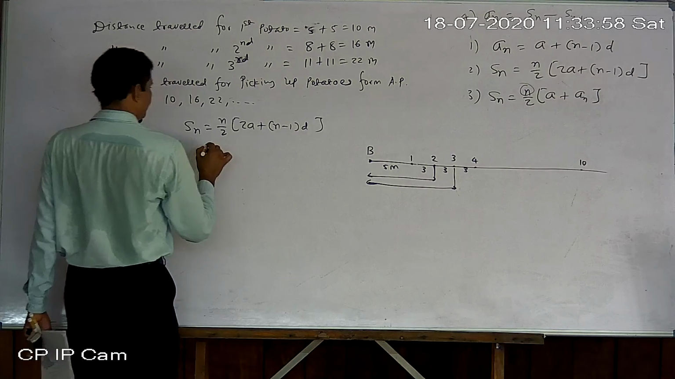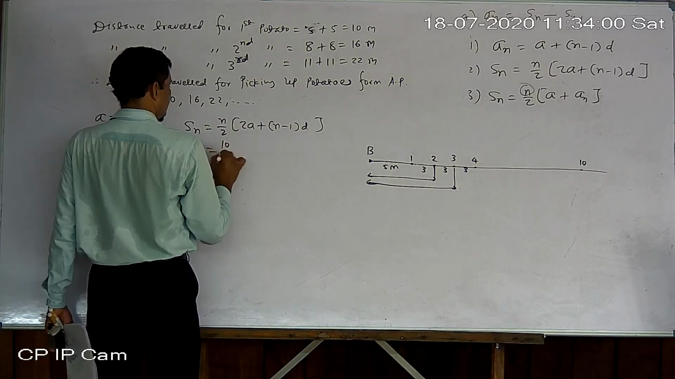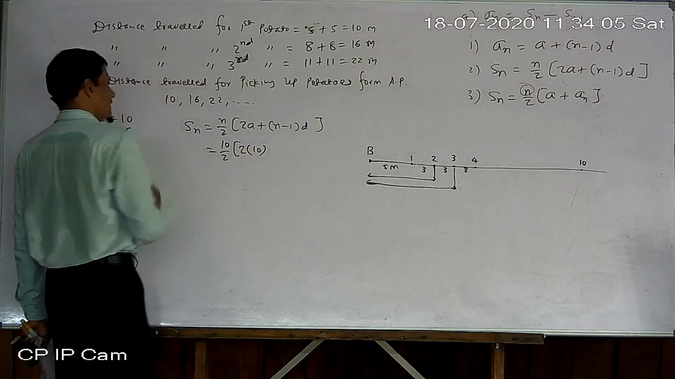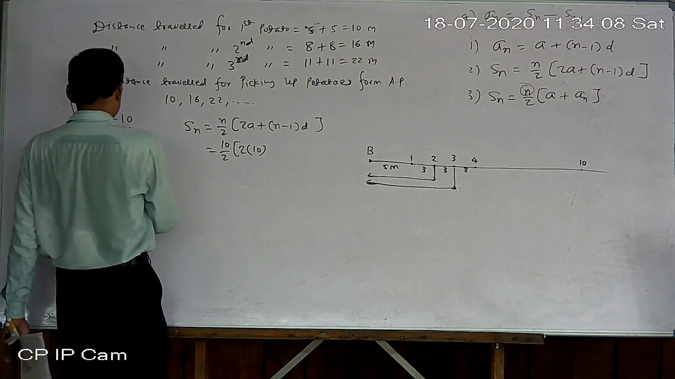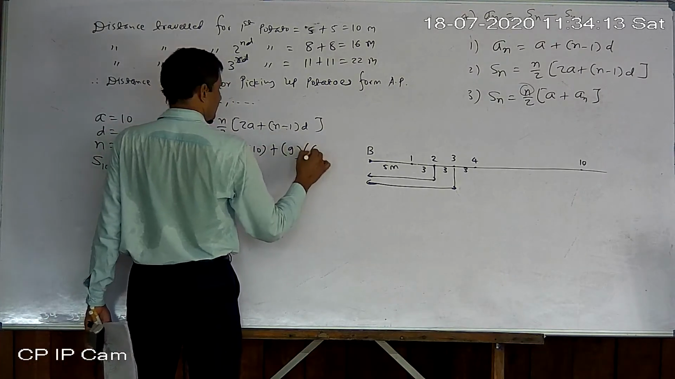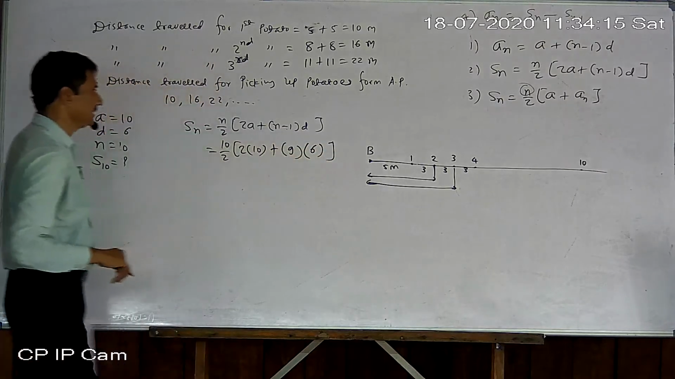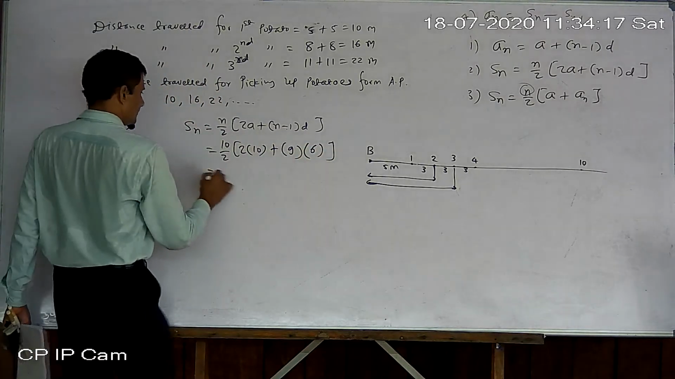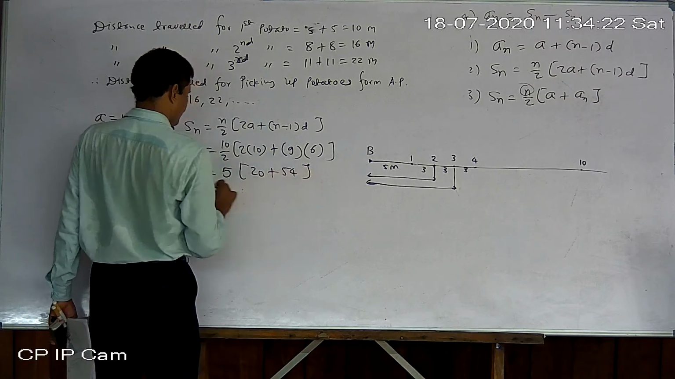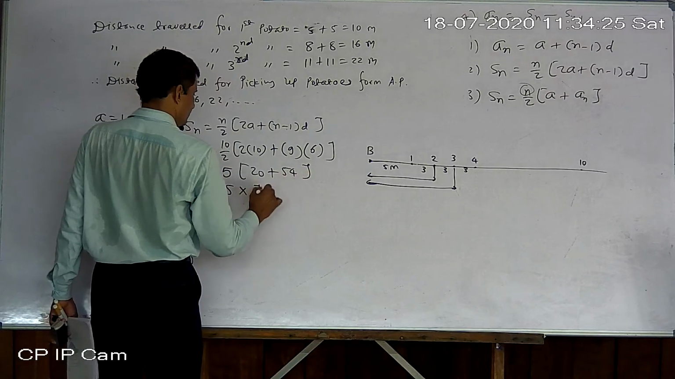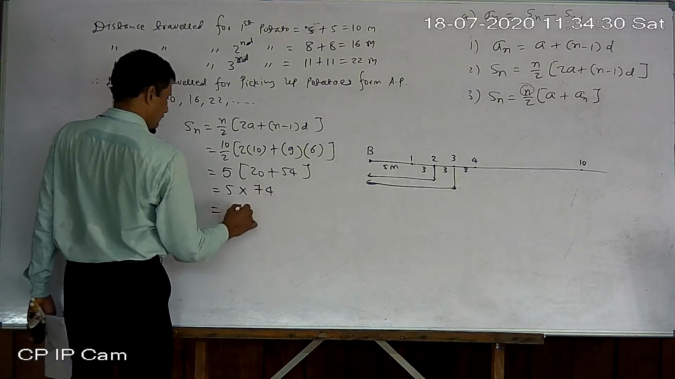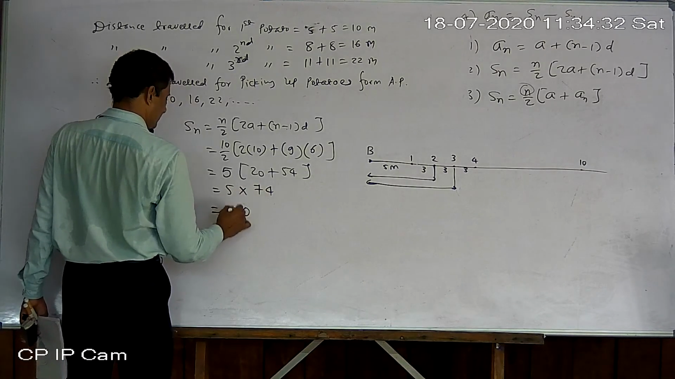Now n is 10, 2a is 2 times 10, n also 10, plus 10 minus 1, which is 9, and the difference is 6. All values are placed. So this is 5 times 20 plus 54, so 5 into 74. 74 into 5: 5 fours are 20, 5 sevens are 35, 37. So 370.